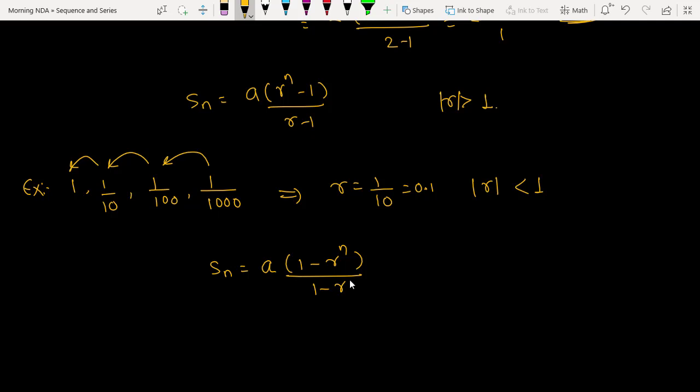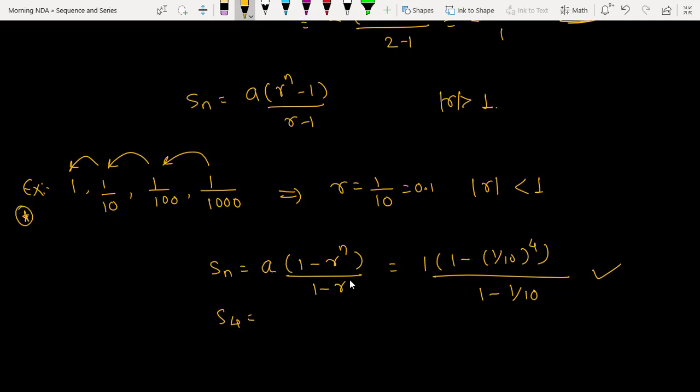Are you getting the difference between these two? Yes, sir. Okay. So a into 1 minus r to the power n upon 1 minus r. So give me the answer. So a is what? It's 1 here, into 1 minus r to the power n. So which is 1 by 10 to the power, how much are we considering? As 4 we are calculating. Okay. So it is nothing but 4 divided by 1 minus 1 by 10. So whatever may be the calculations, you can proceed with these calculations.